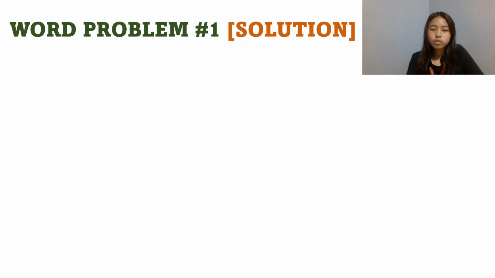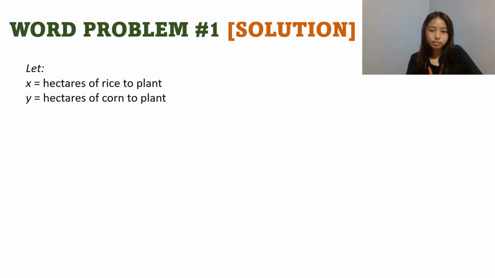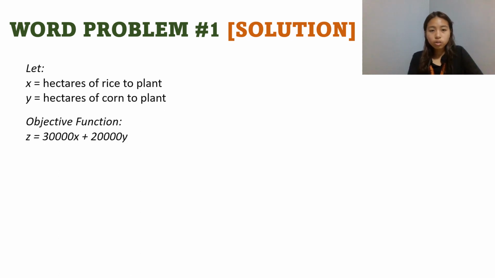So this is our word problem number 1 solution. This is our decision variable. Let x be the hectares of rice to plant, while y is the hectares of corn to plant. To formulate the objective function, we want to maximize the total profit, which is given by z equals 30,000x plus 20,000y.